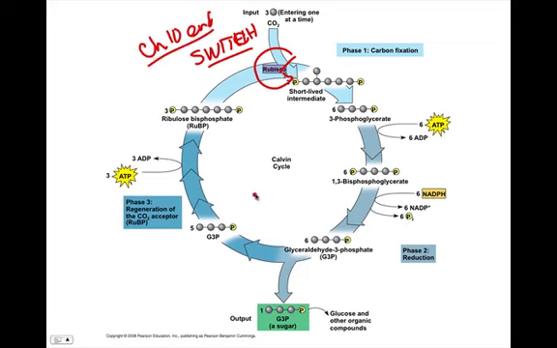So again, here's the basic of the Calvin cycle. It's happening in the stroma. Do we have that anywhere on here? So these are just floating around in the stroma of the chloroplast.